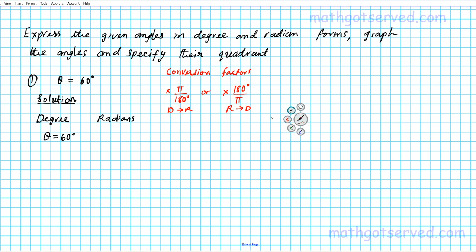So let's show you the computation here. So for degrees to radians, we're starting with 60 degrees, right? So we're going to pick one of these two, the one that cancels out the degree. So if there's degree on top, pick the conversion factor that has degree on the bottom, so it cancels out. So we're going to pick the first one. You see this, 180 degrees and pi. Pi and 180 degrees, remember, are exactly the same thing.